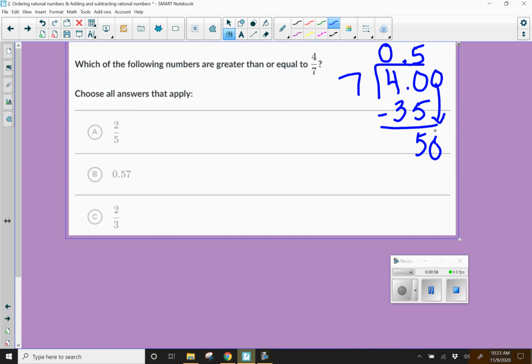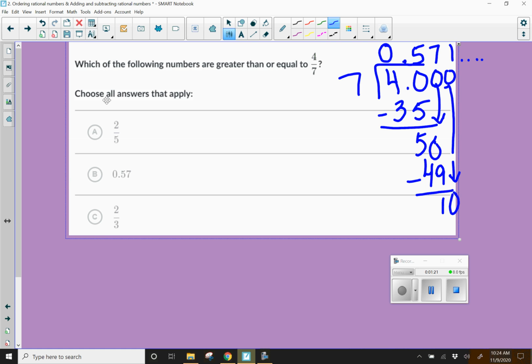7 goes into 50 7 times. We get a remainder of 1. Let's bring maybe one more 0 down. And then 7 goes into 10 one time. And this is going to keep going and going. But we have a good idea of where this number would fall somewhere on a number line.